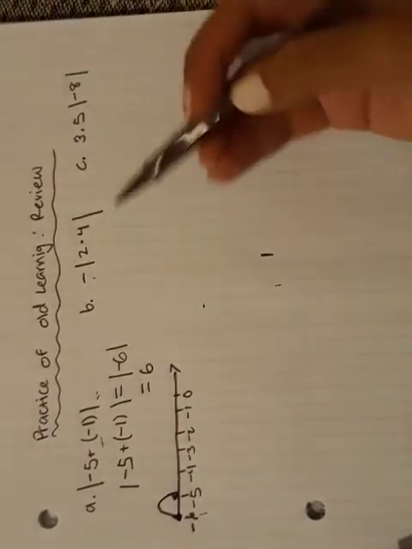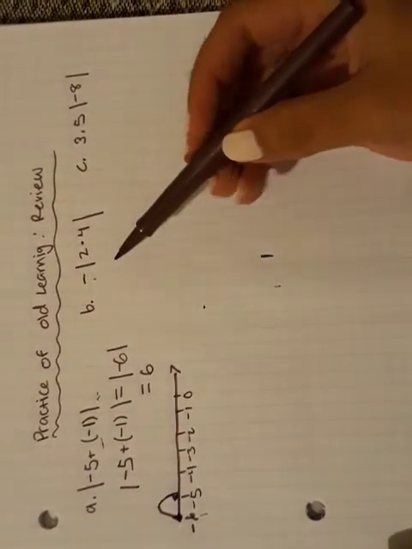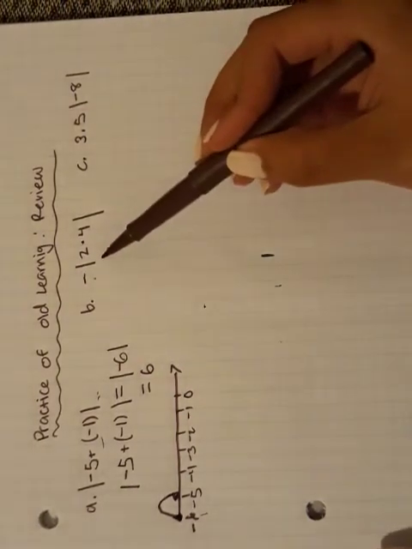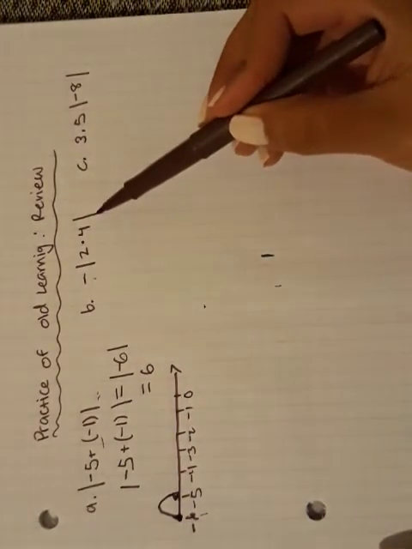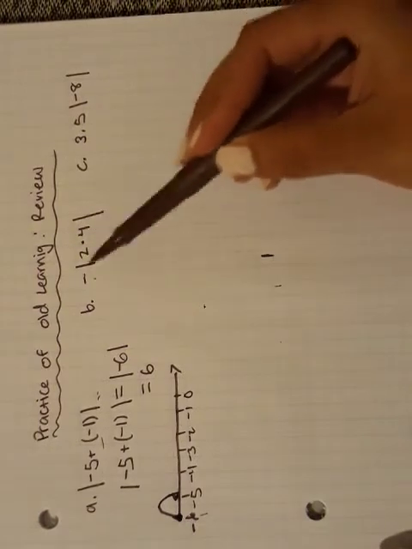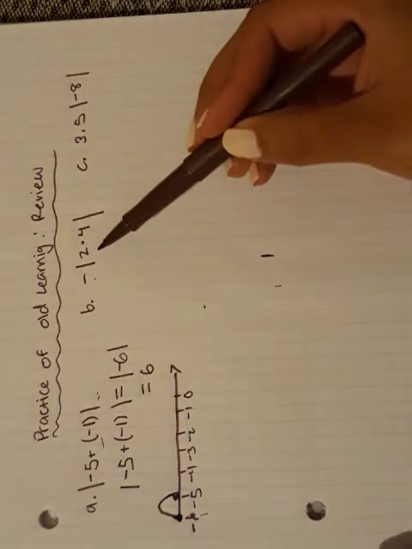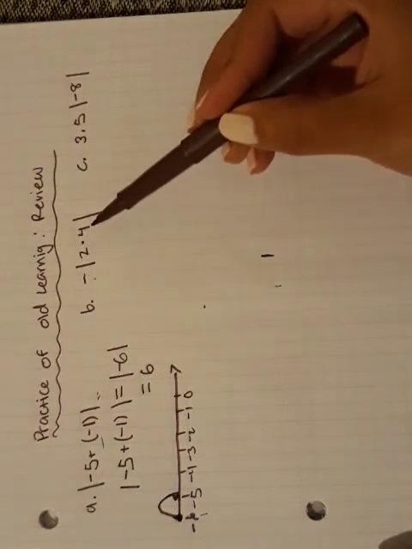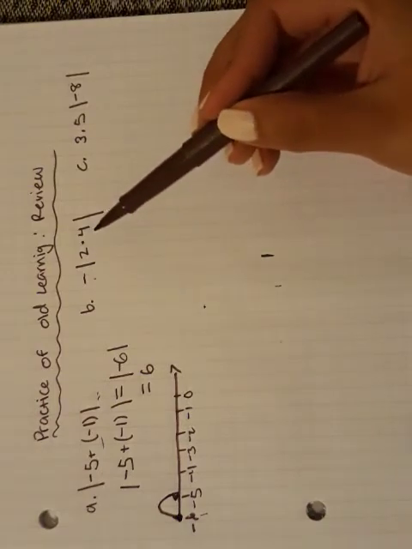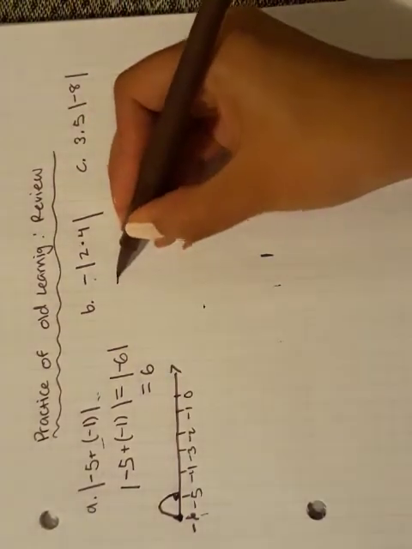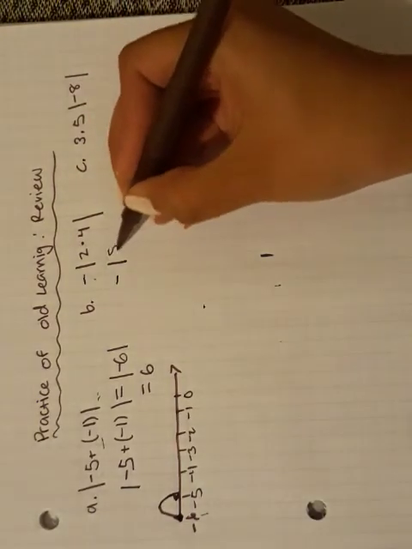All right, so moving on to the next question. We have the negative of the absolute value of 2 times 4. So once again, we don't know how far we're counting away from zero. We need to simplify what's inside, so solve it. 2 times 4. That means two groups of 4, which is 4 plus 4, is 8. So negative the absolute value of 8.